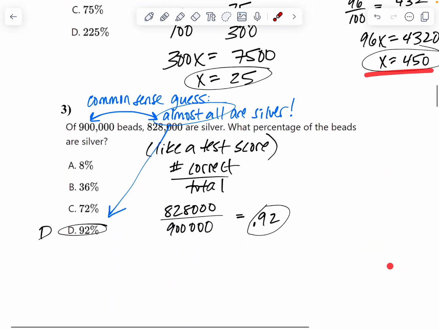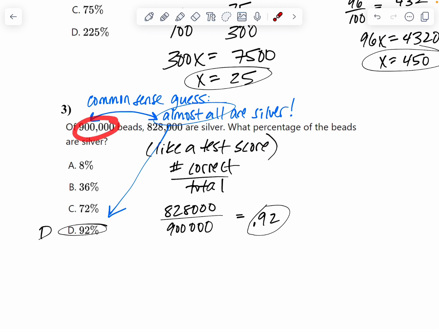Let's look at number 3. You have 900,000 beads. What are you doing with 900,000 beads? I don't know, and nobody cares, but 828,000 of them are silver. So let's think about common sense here. What percentage are silver? Think about this. Let's use some common sense. I'll talk about this and how to get the correct answer.